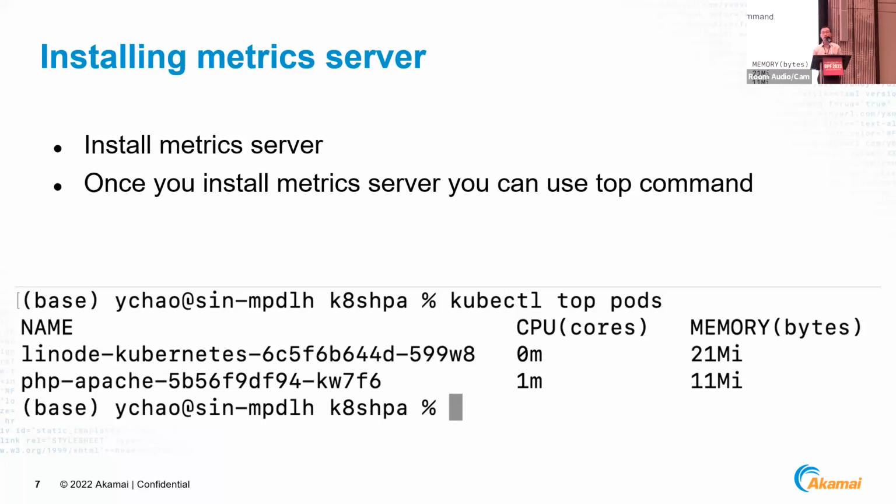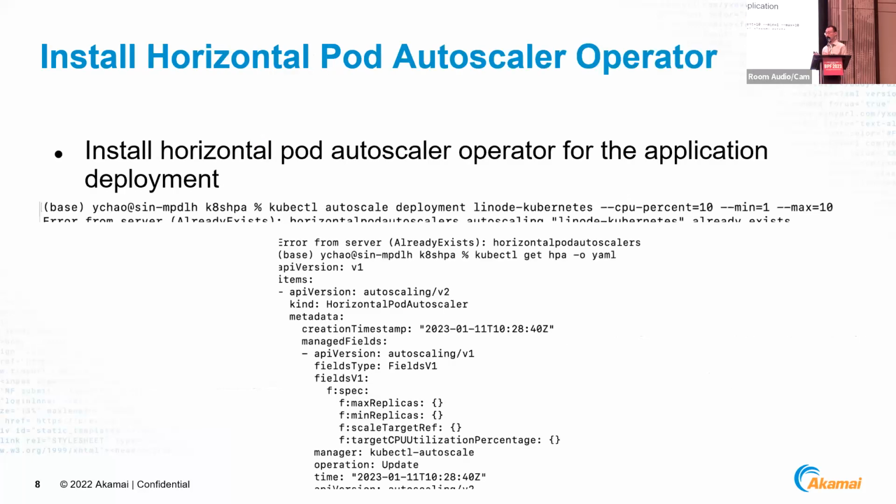So usually, people want to scale the number of pods based upon how much CPU or memory they have been using in the pods. So when you install this metrics server in Kubernetes, you can do something like top pods, and you can see the number of CPUs and also the amount of CPUs being used and the amount of memory that's being used. So once you install that, then you can install this horizontal pod autoscaler.